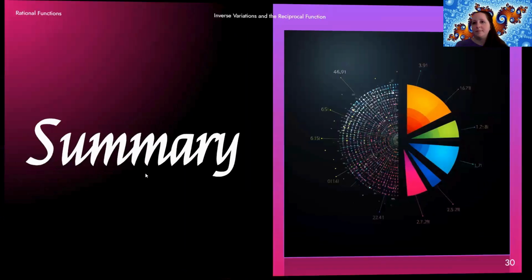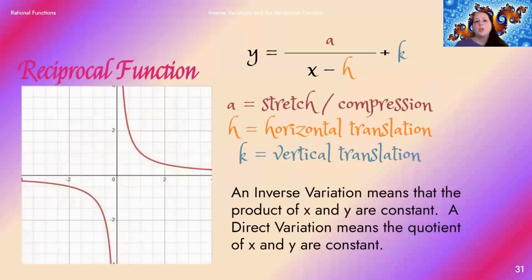Summary. In conclusion, an inverse variation means that the product of x and y is constant. A direct variation means the quotient of x and y is constant. For reciprocal functions, I can use this formula, y equals a over x minus h, plus k. A, again, is my stretch or compression, h is my horizontal translation, and k is my vertical translation. And that is the end of Unit 4, Lesson 1.